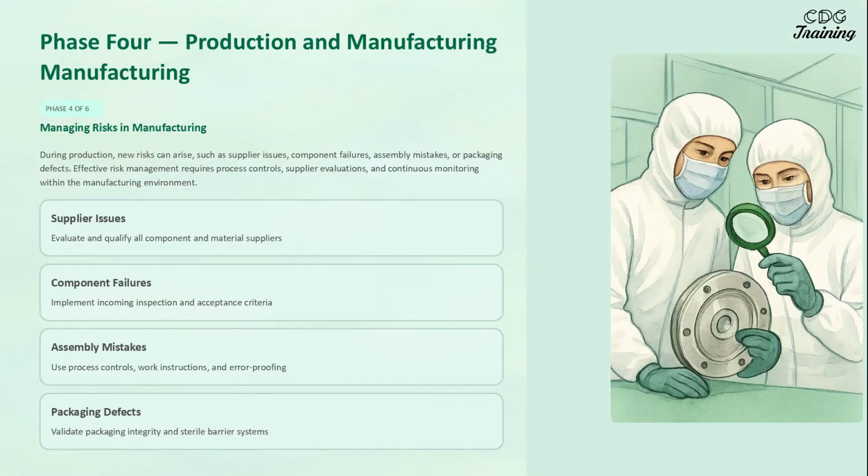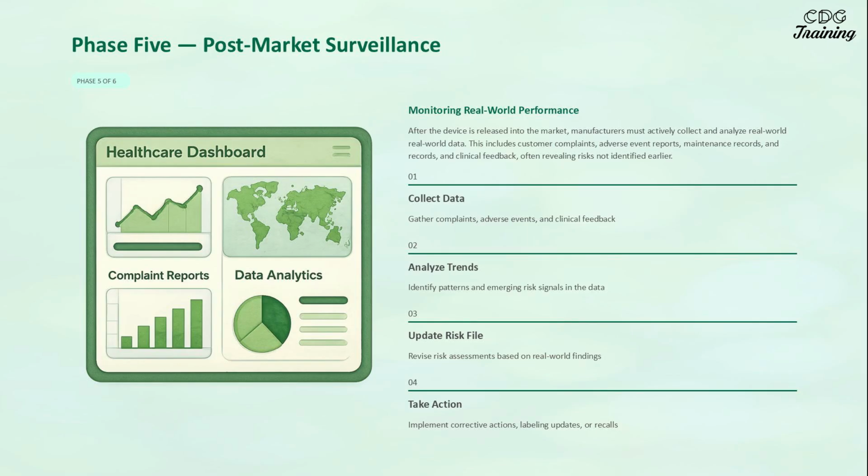In production, new risks such as supplier issues and component failures arise. Effective risk management requires process controls, supplier evaluations, and continuous monitoring within the manufacturing environment. Post-market surveillance is crucial for collecting data, analyzing trends, and updating risk files based on real-world findings. This phase ensures ongoing safety and effectiveness of the device.